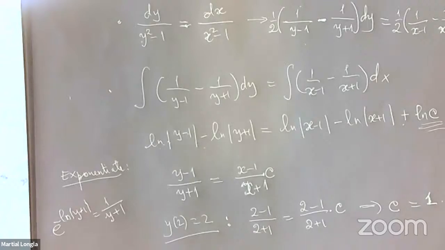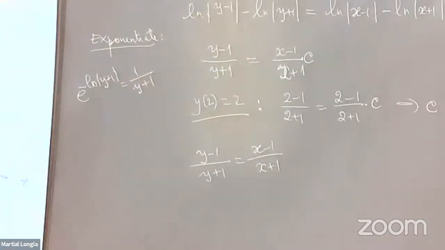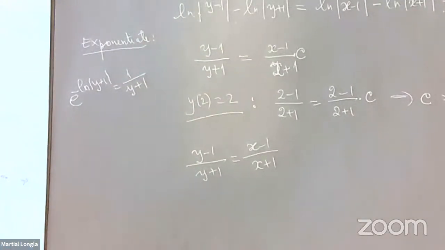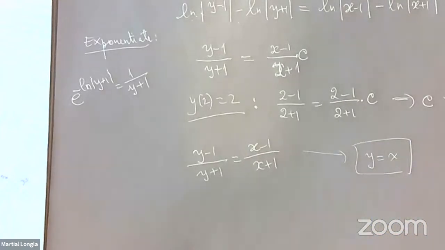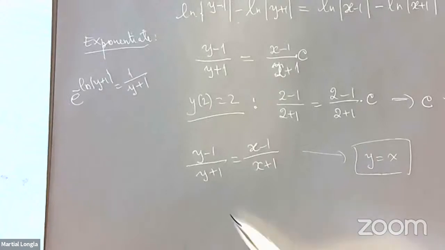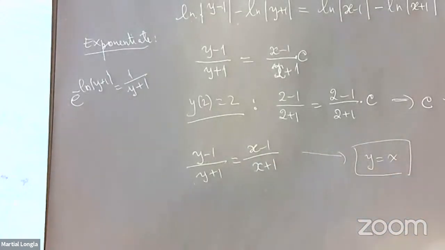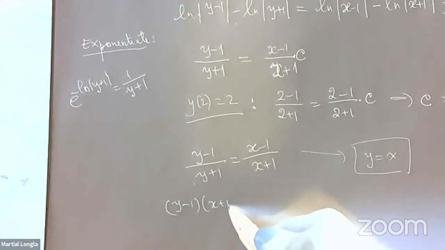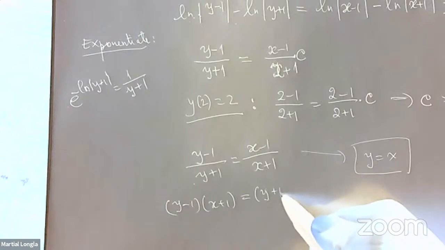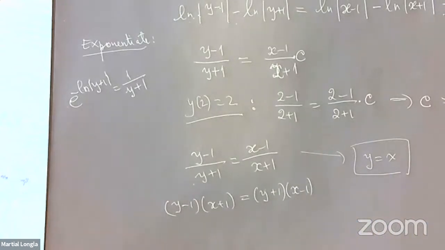My best guess is that if you solve this for y, you're going to see that y is equal to x. So this solves as y equals x, just by cross multiplying, things cancel. So you cross multiply this, you get y minus 1 times x plus 1 equals y plus 1 times x minus 1, right? Cross multiply, open the parentheses.